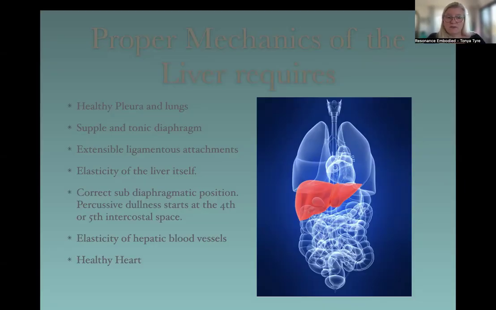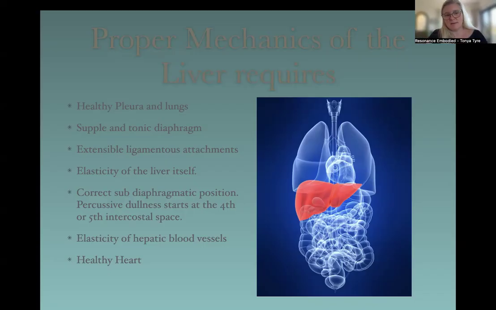It drapes over the liver. We don't want it stuck and very scar tissuey and fibrotic from maybe a past disease like pneumonia or something like that, where you get fluids into the pleura and some inflammation, and that can create that fibrosis between the layers there. We also want a very supple and tonic diaphragm.